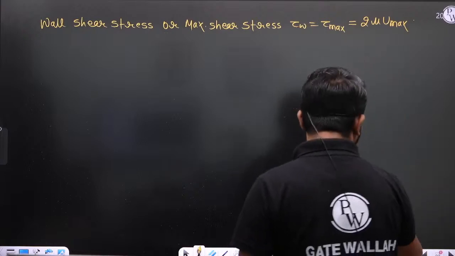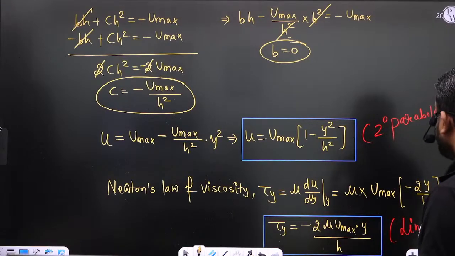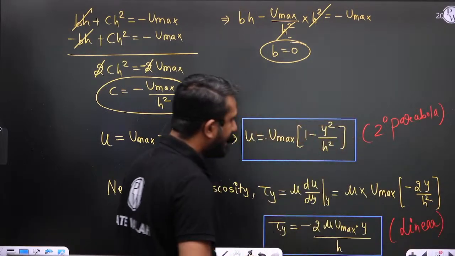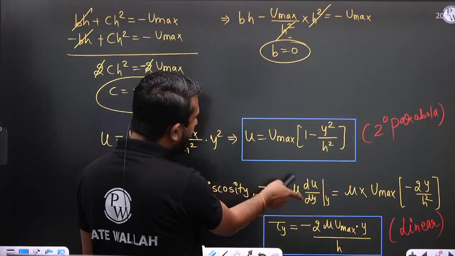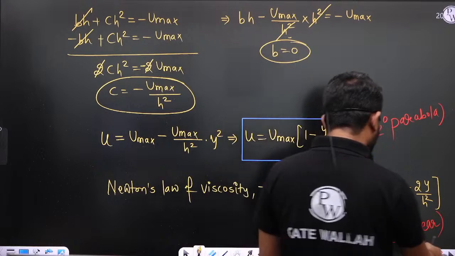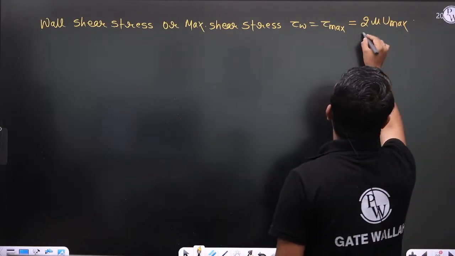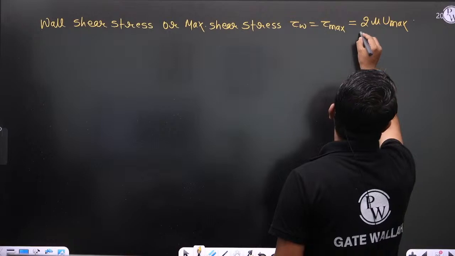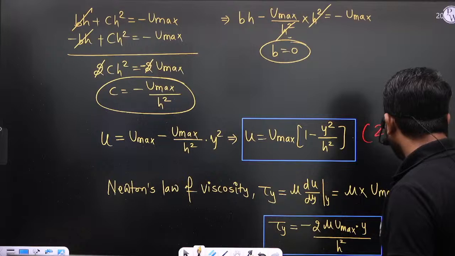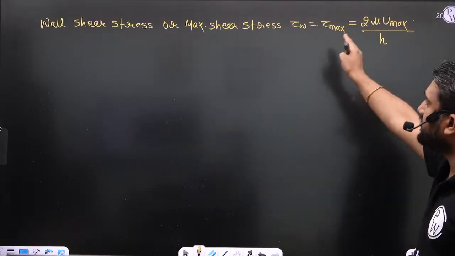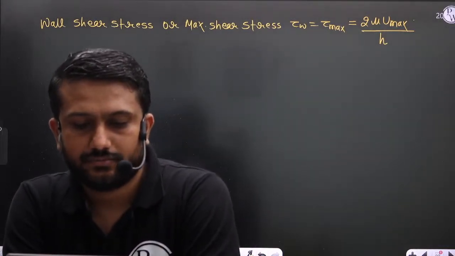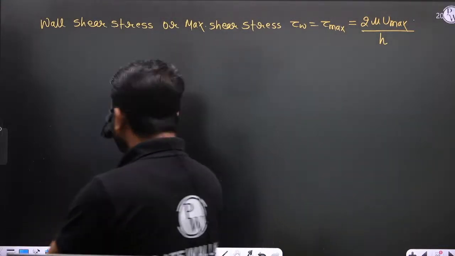Just 1 minute. I'm sorry beta, this is h square. du by dy: u maximum times 1 minus y square by h square, so the derivative has 2y by h square. So at y is equal to h, this is 2 mu u maximum by h. This is the wall shear stress, or you can say maximum shear stress: 2 mu u maximum by h.